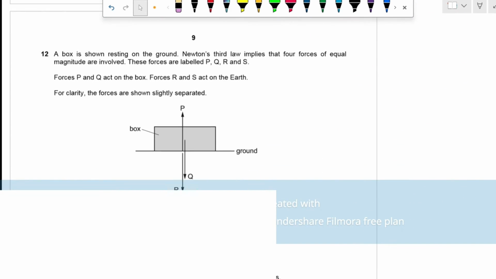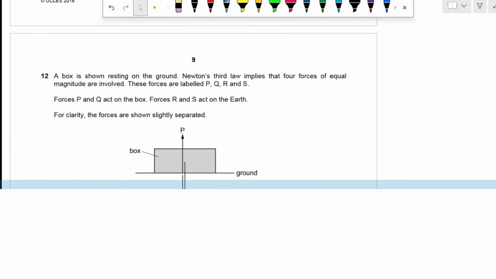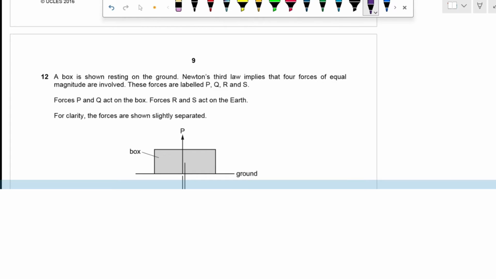Very important. Okay. A box is resting on the ground. Question 12. Newton's third law implies that... the great Sir Isaac Newton came up with 3 laws of motion: first law, second law, and third law. And the third law states that for every action there's an equal but opposite reaction. If body A exerts a force on body B, body B exerts an equal but opposite force on body A. So basically we want to find Newton pairs.